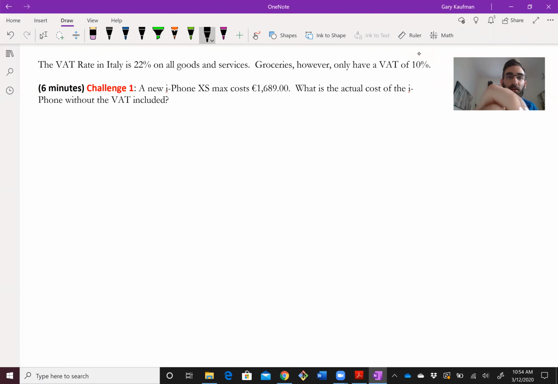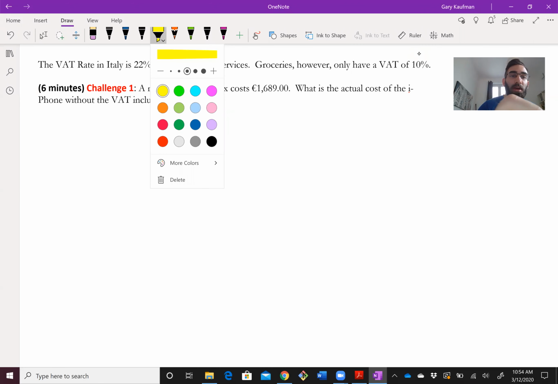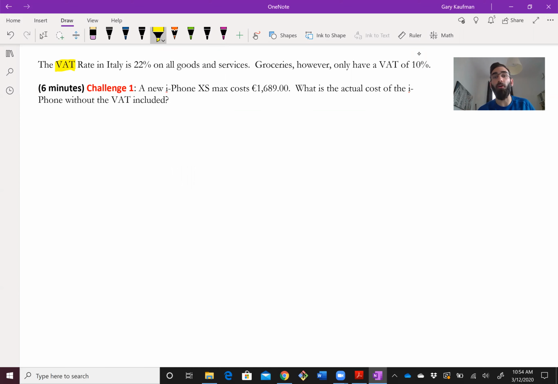Now, the VAT in Italy is the value added tax. It's already built into the price, so it's 22% on all goods. Here's my little hint to you. If you see the new iPhone XS Max, which costs 1,689 euros, what percentage does this represent?